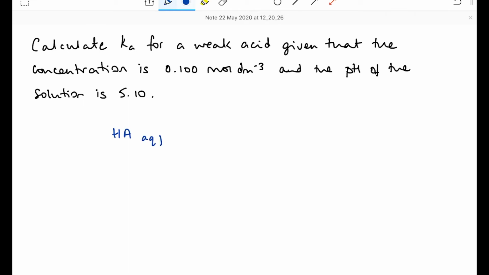So let's start with our basic expression. HA dissociates to form hydrogen ions and the anion, A minus (aq). What do we know? Well, initially we know the concentration of the weak acid. So I'm going to write that up here. Initially the concentration of the weak acid is 0.100 mol per decimeter cubed.